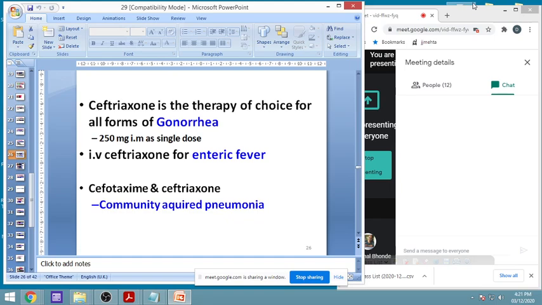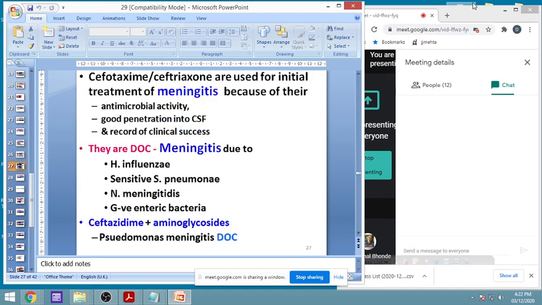IV ceftriaxone is also used for enteric fever, or what we call typhoid fever. Enteric fever is caused by Salmonella typhi, and this is found to be very good in that particular treatment. Cefotaxime and ceftriaxone are commonly used for community acquired pneumonia, and cefotaxime is a very popular drug for prophylaxis, particularly before and after surgeries, and for the treatment of hospital related infections. So cefotaxime is very popularly given in most hospitals. It is one of the prime treatments given.